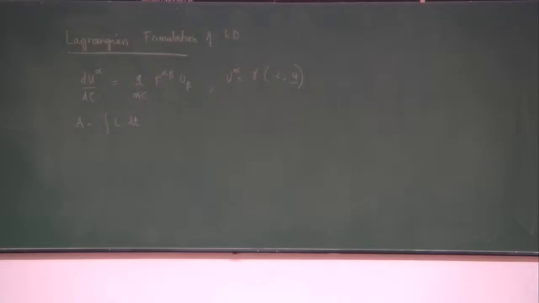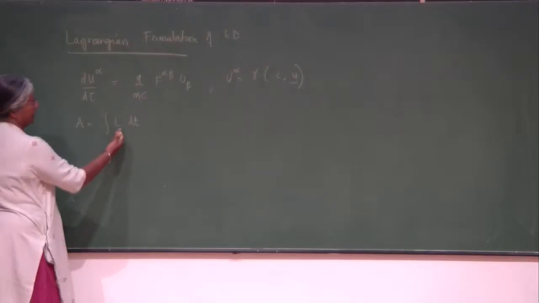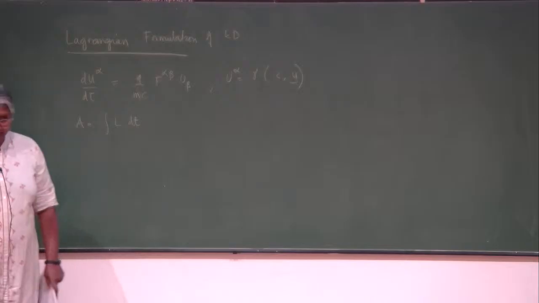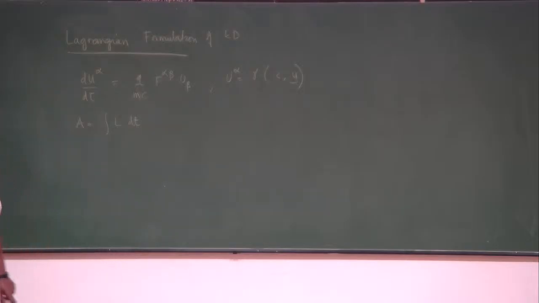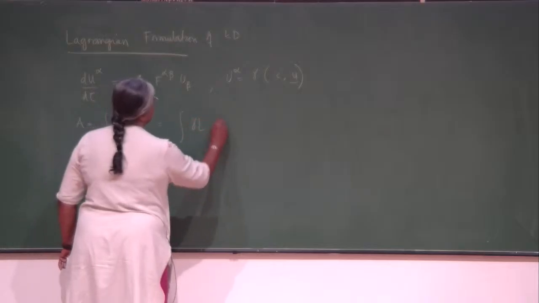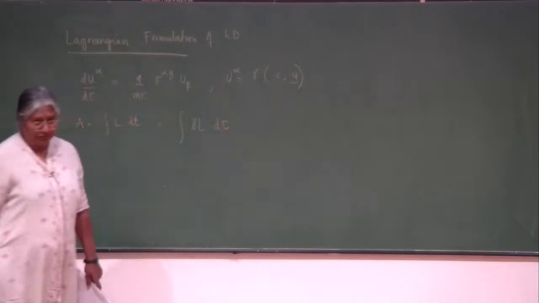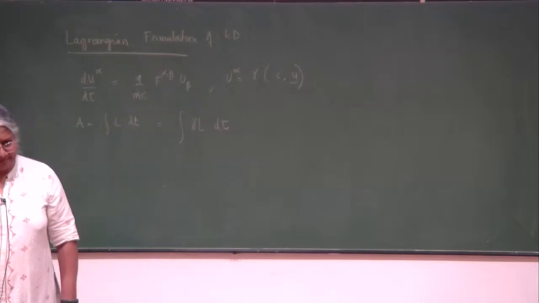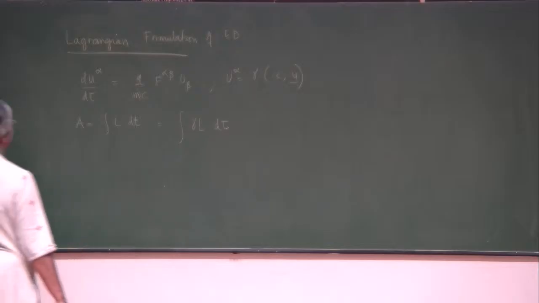It's an invariant, right? It's a number, it's invariant. If A is invariant, it means L dt is invariant. But dt is not an invariant, it's the time component of a 4-vector, right? So what I can immediately see is that if I write this as gamma L d tau, what is the property of d tau? It's an invariant. So what should gamma L be?